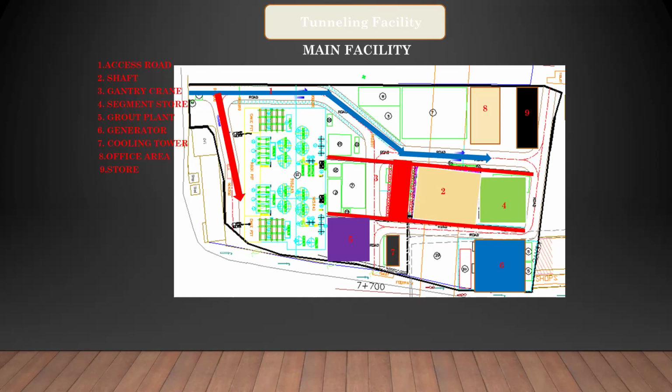Then the cooling tower. Two cooling towers are required. Each should have 148 tons of refrigeration, TR. Then the surface area, then the storage area.